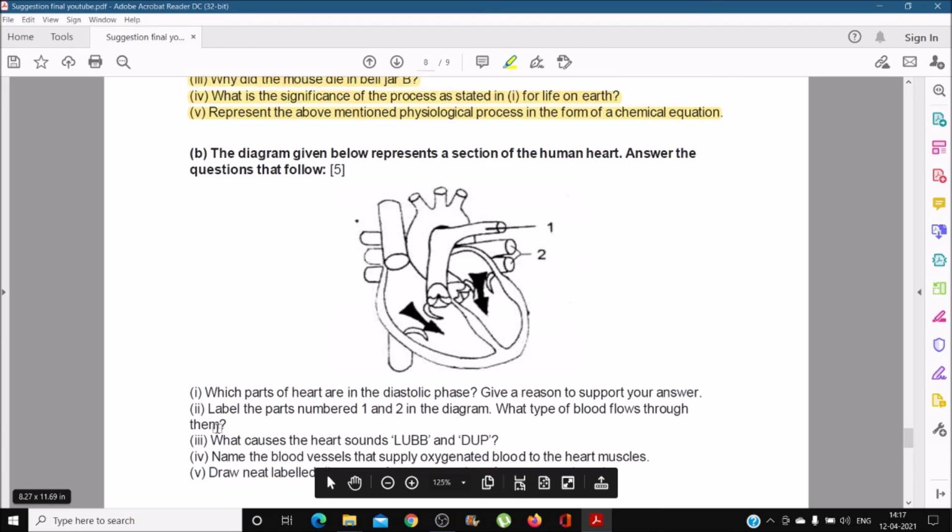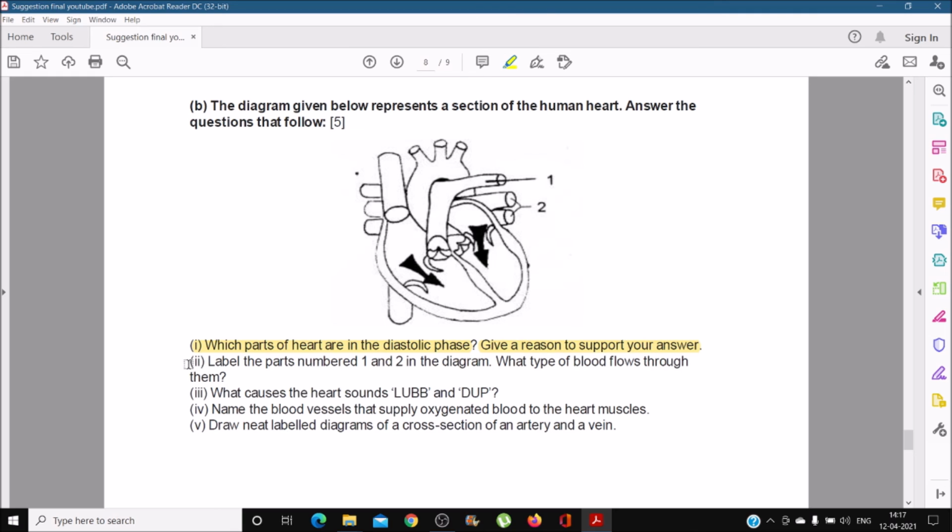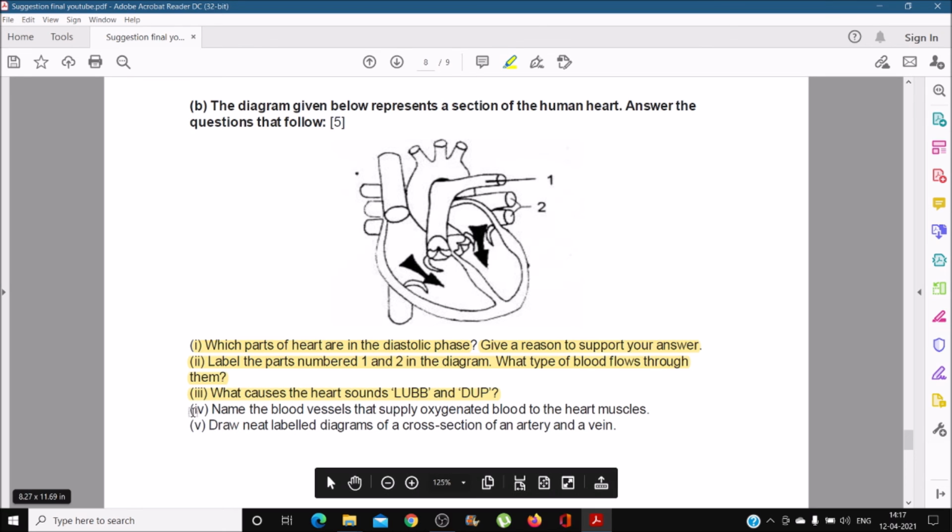Next. Again the diagram given below. Which parts of the heart are in diastolic phase? Give a reason to support your answer. Next. Label the parts numbered 1 and 2 in the diagram. What type of blood flows through them? Next. What causes the heart sounds lub and dub? Next. Name the blood vessels that supply oxygenated blood to heart muscles. Next. Draw a neat labelled diagram of a cross section of an artery and a vein.